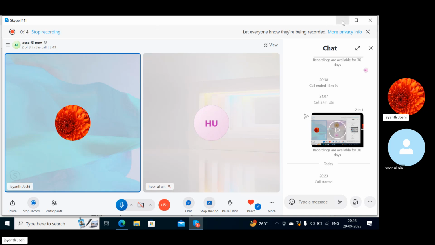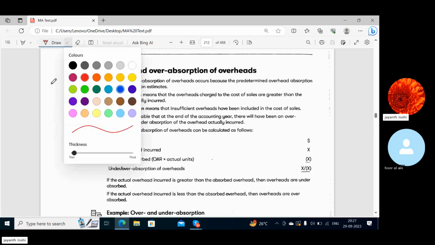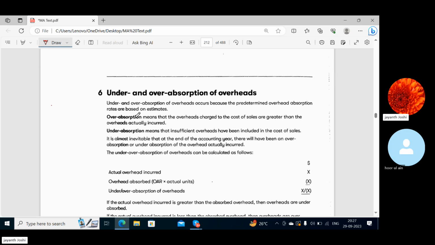Yeah. So I will write a note here and we will do a question. See, we will discuss the overhead absorbed. Under and over absorption of overheads. Under and over absorption of overheads occurs because the predetermined overhead absorption rates are based on estimates, right?